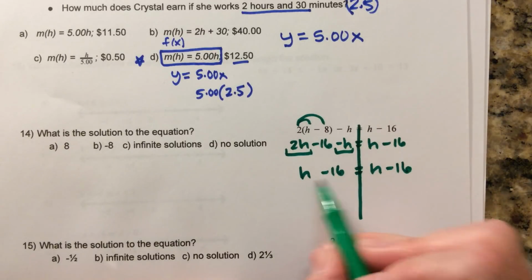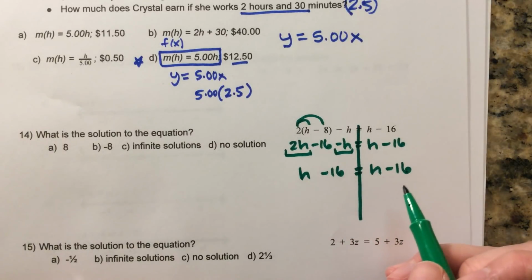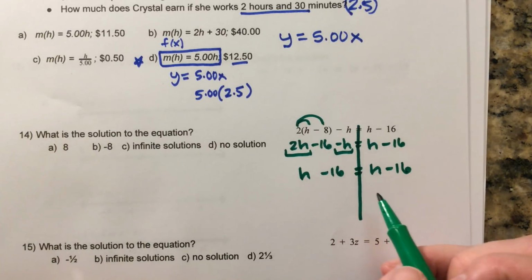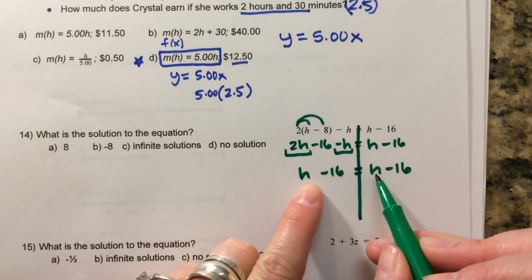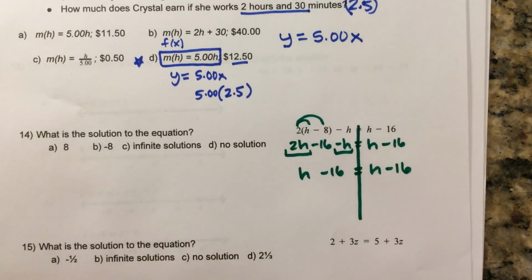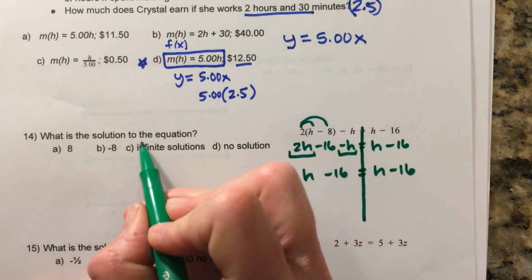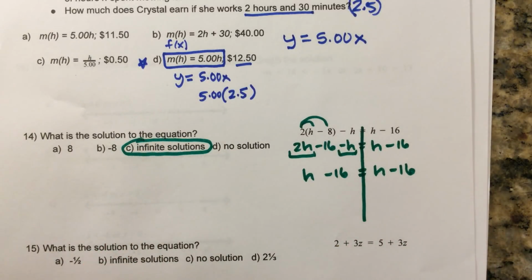Now if you notice here, I have h minus 16 is equal to h minus 16. Right now you might notice this as an identity. Both sides are identical, they're the same. No matter what number I plug in here for h, if I subtract 16 over here and subtract 16 over here, it's going to be equal on both sides, no matter what. So at this point, you might remember that this is infinite solutions. Any number I plug in for h is going to work.